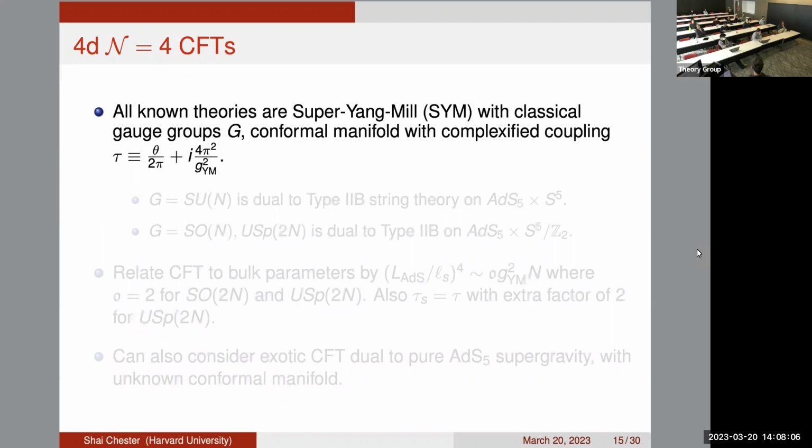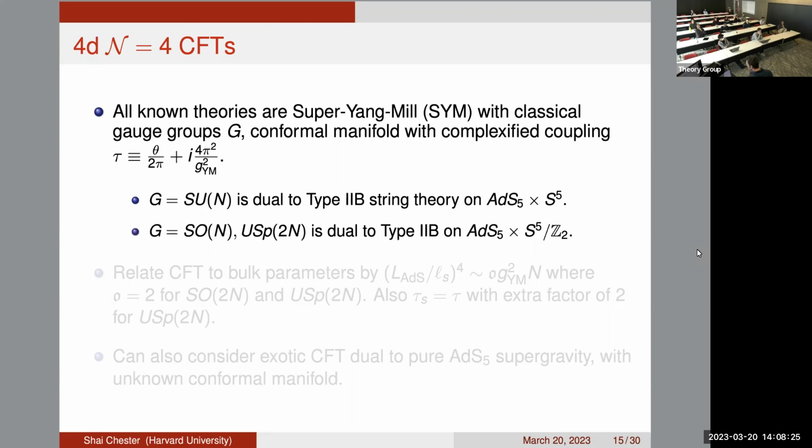All the theories we know of are described by N=4 super Yang-Mills, which is defined by its gauge group, some classical Lie group, as well as the complexified coupling tau, which is just the Yang-Mills coupling plus the theta angle. When the gauge group is SU(N), this is dual to type IIB string theory on AdS5 × S5. And when the gauge group is SO(N) or USp(2N), then it's string theory on AdS5 × S5 mod Z2. These are the two cases we know about. I'm not going to consider the exceptional groups because those don't have a large N limit.